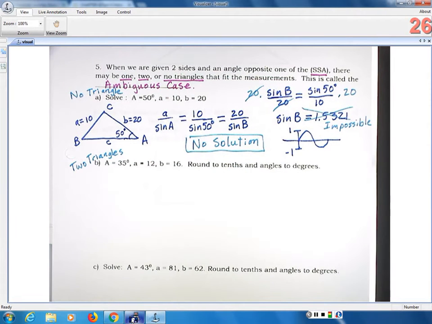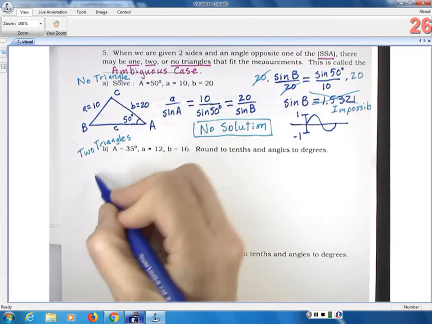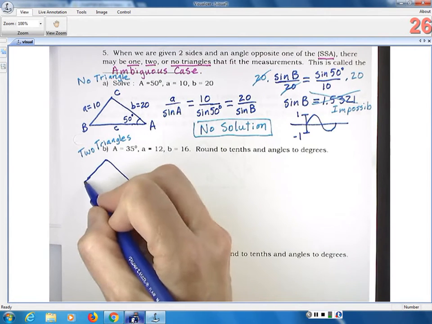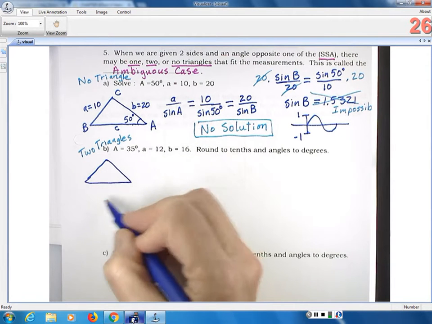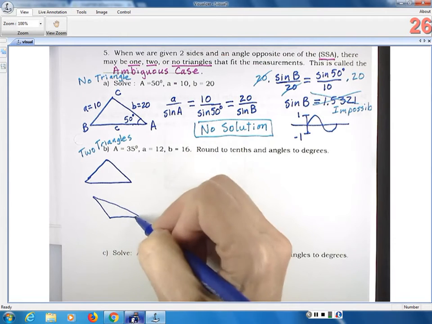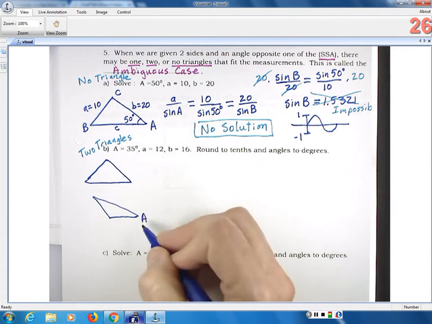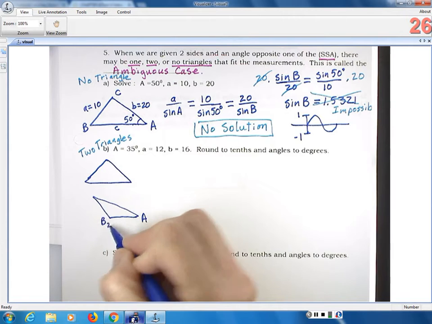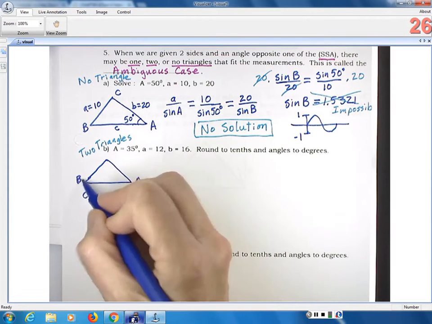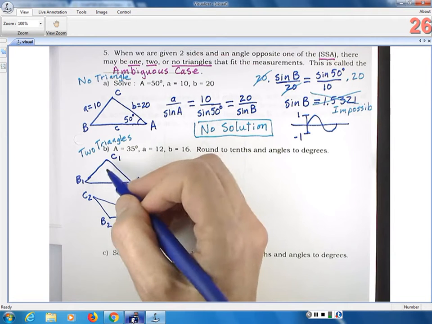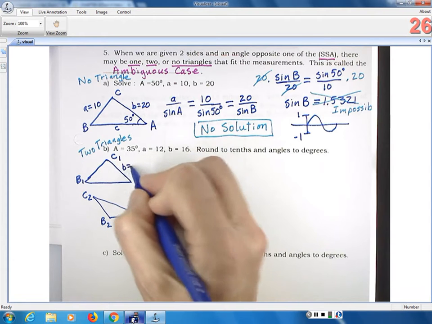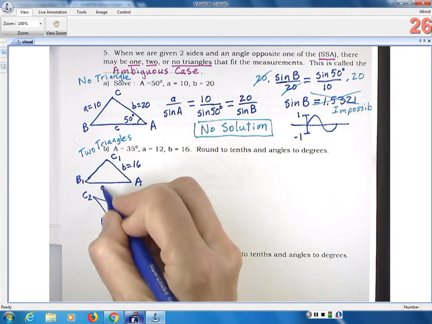So I'm going to draw them both. I've got them on the filled-in notes. One sort of looks like this, and the other looks like that. If I let this be A, this be B2, C2, A, B1, C1, and I'm given that B equals 16, A equals 12.